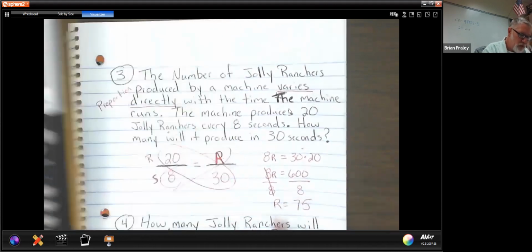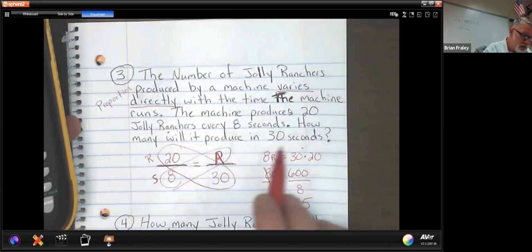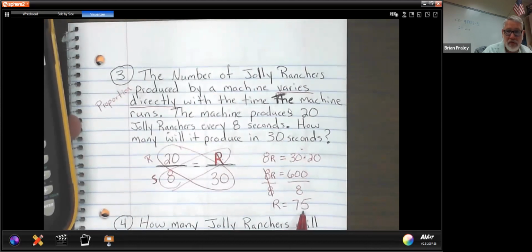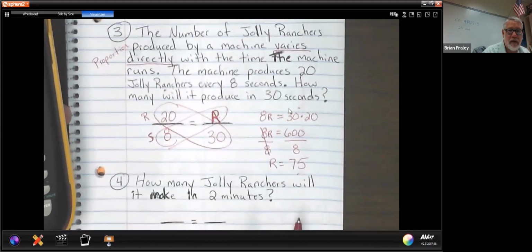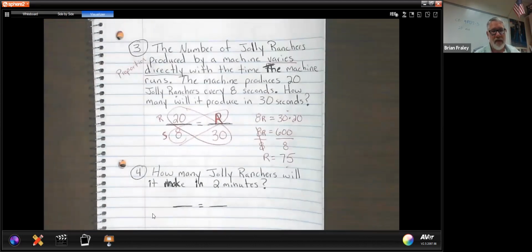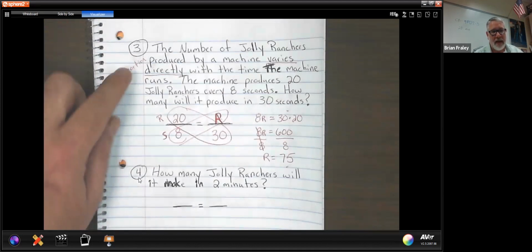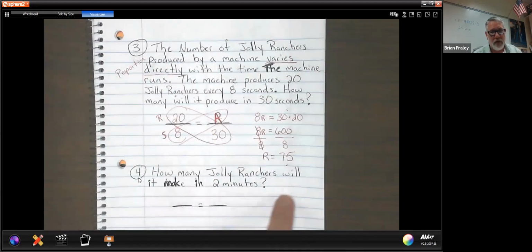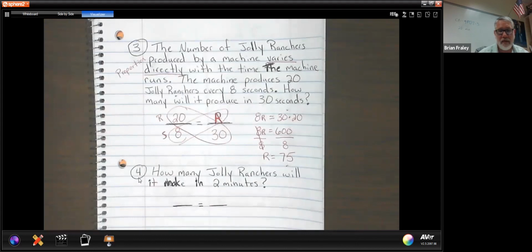So the question was, how many Jolly Ranchers will they produce in 30 seconds? They can produce 75 Jolly Ranchers in 30 seconds. All right. Look at the next question. And I'm going to make this so you can still see the top above, because it says this is extending from question 3. It says, how many Jolly Ranchers will it make in 2 minutes?